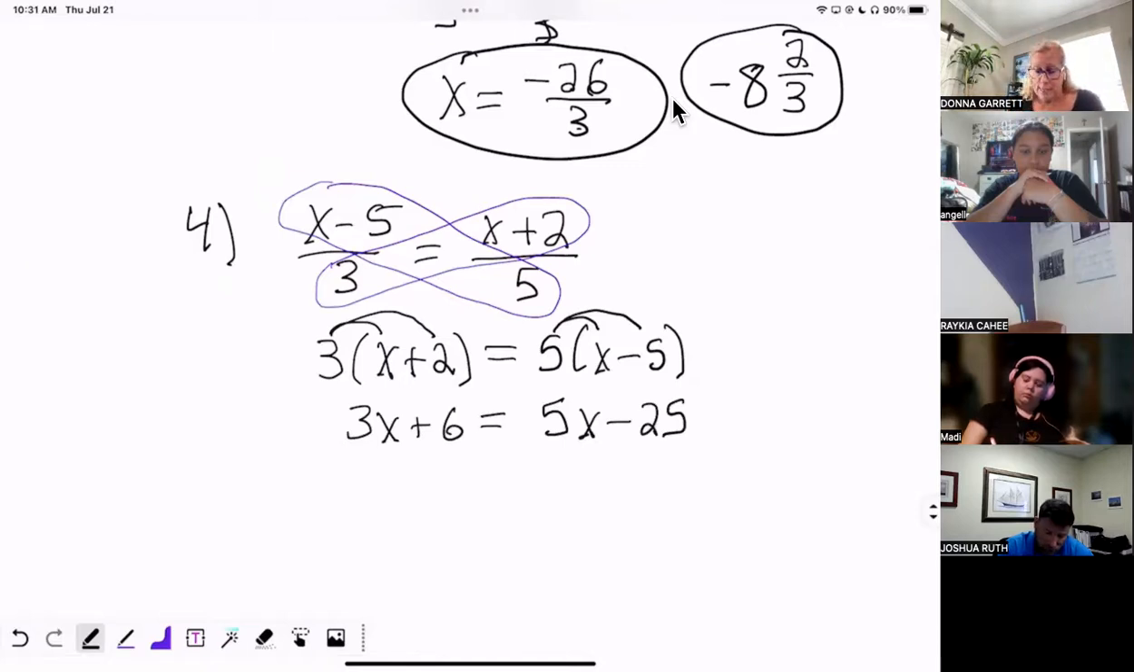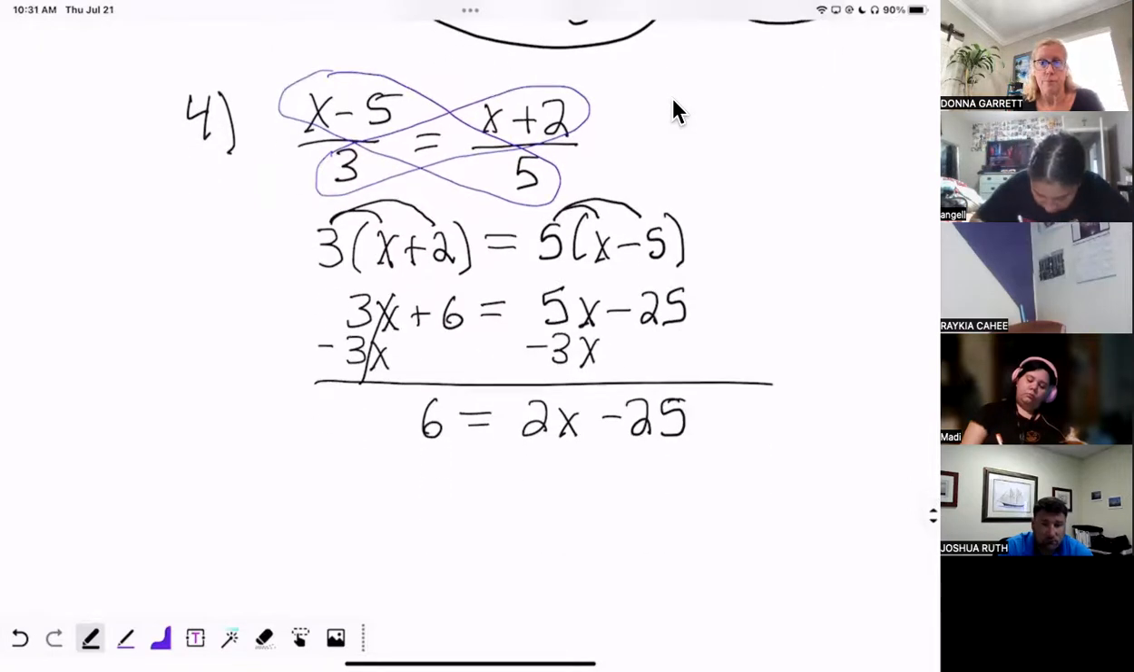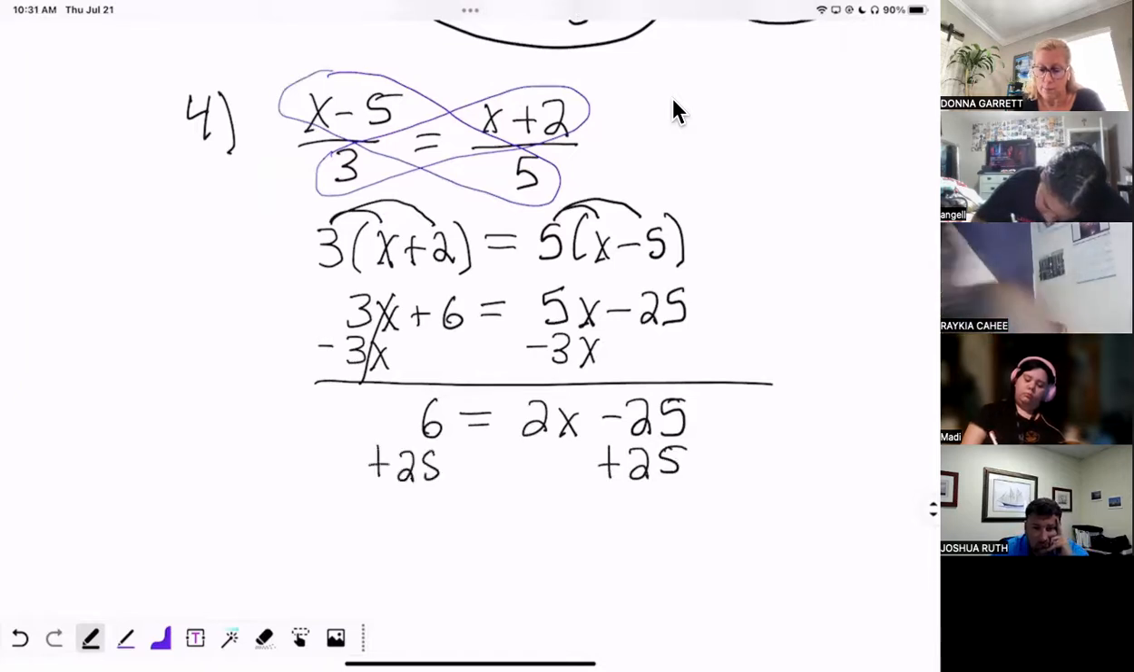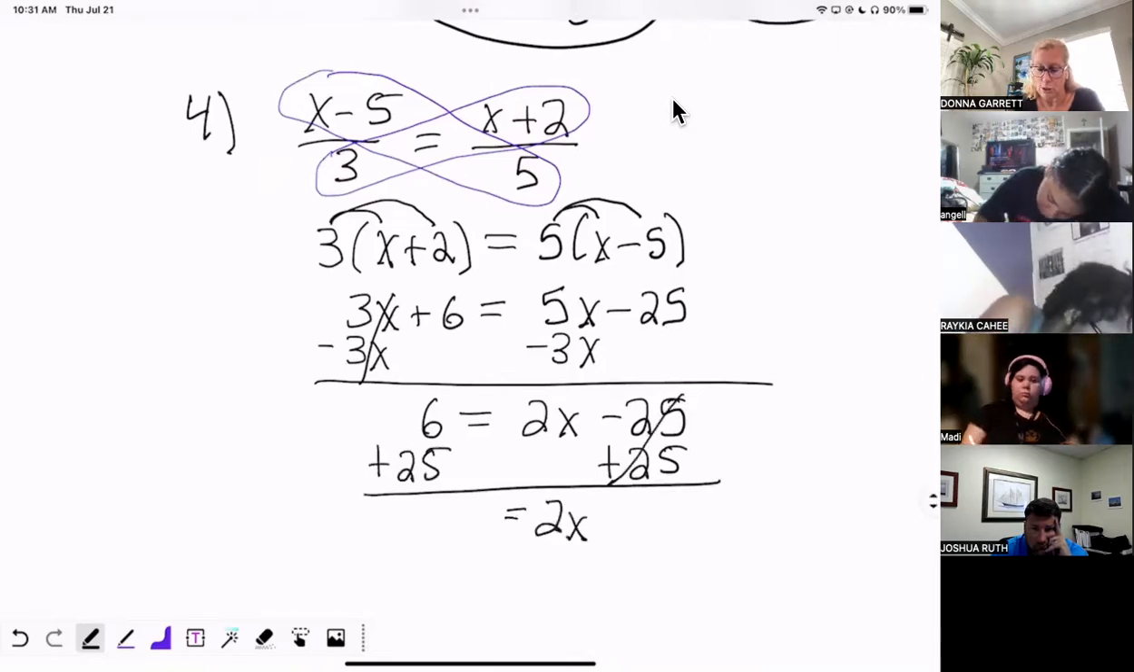Okay, I'm going to solve for x. So I'm going to do my x's first. I'm going to subtract 3x, just so my x is not negative. That's just my preference. You can do any way you want. I just suggest doing the x's first. Plus 25, because I have my x on the right, so I want my numbers on the left. X equals, okay, 25 plus 6 is 31.